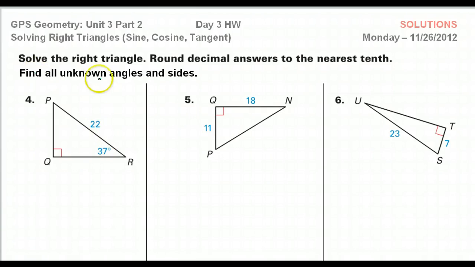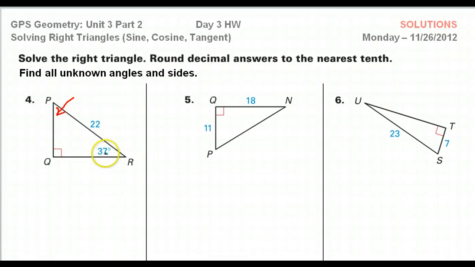Finding all of the unknown angles and sides is called solving the right triangle. So from now on, if I say solve the triangle, I mean find every unknown angle and every unknown side. So in this case, there are two sides I need to find and one angle. Well, let's go ahead and find angle P.